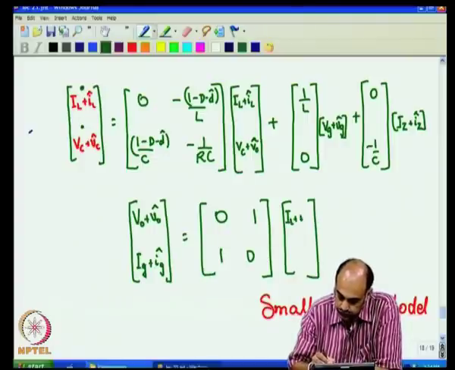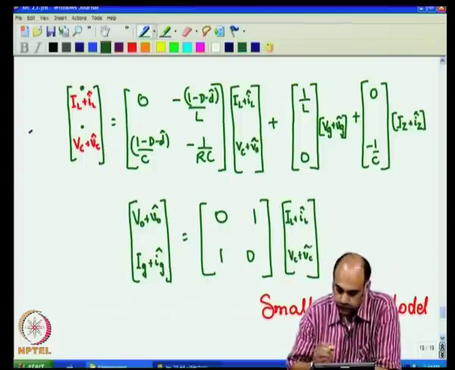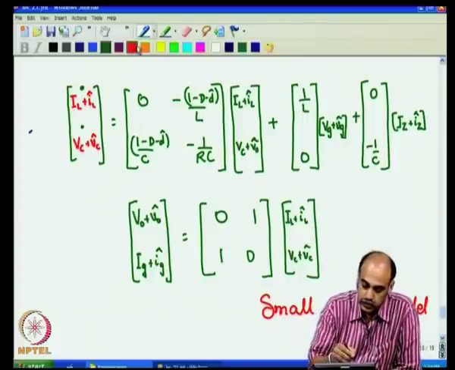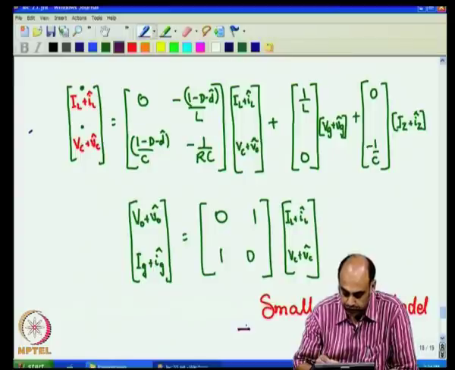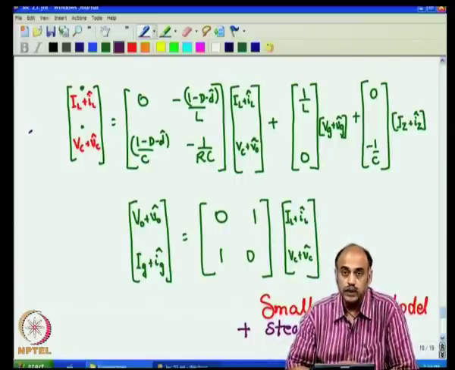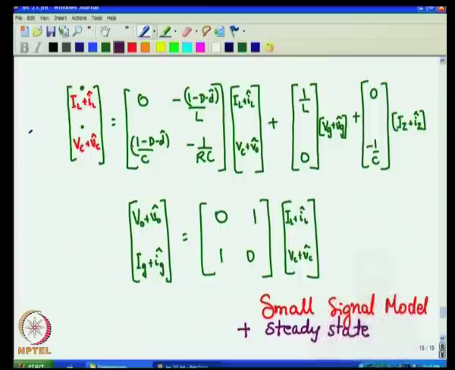IL plus IL hat and Vc plus Vc hat. Okay. So, still the small signal model is not complete. This is actually having small signal plus steady state included. Now, we have to split this, remove the steady state part. We have to split this and remove the steady state part, and then you get the small signal part.